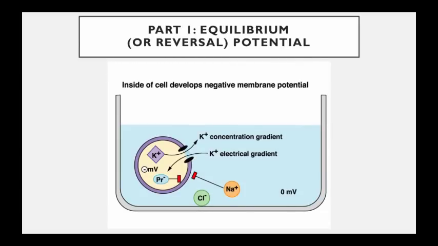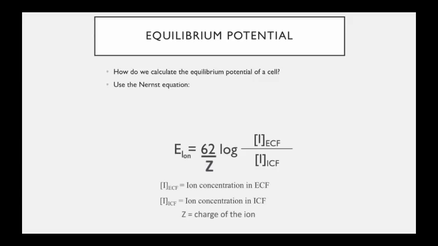Each ion has its own equilibrium potential, which is unaffected by the presence of any other ion. Just like in osmosis, sometimes the membrane is not permeable, so nothing can pass through. Likewise, some membranes can be permeable to one ion but not the other, or permeable to both. To calculate the equilibrium potential of each individual ion, we'll use the Nernst equation. The Nernst equation sets the equilibrium potential of the ion that you're calculating for equal to the 62 log of the ion concentration of the ECF over the ICF.